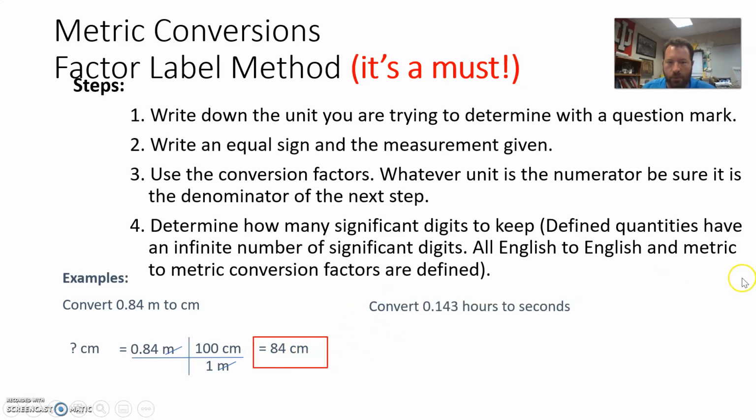Let's try one more example here. Convert 0.143 hours to seconds. All right, following our rules, we're trying to determine how many seconds, so question mark seconds. We have 0.143 hours. All right, first step, I need something with hours on the bottom. I need to cancel out that hours.